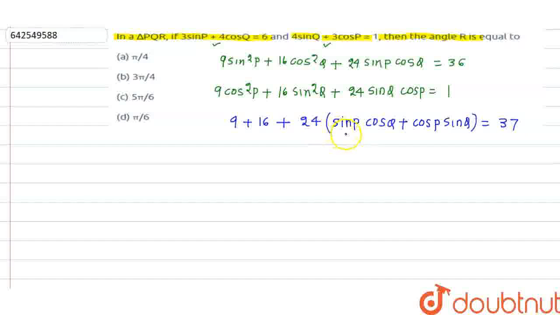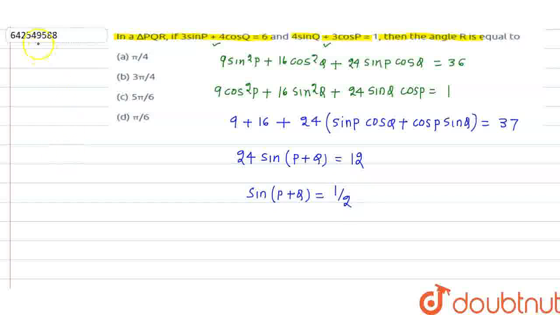Actually this thing, if you apply what formula? Sin P plus Q is equal to sin P cos Q plus cos P sin Q, so this will be 24 sin P plus Q is equal to 12. So this thing is what? Sin P plus Q is equal to half.